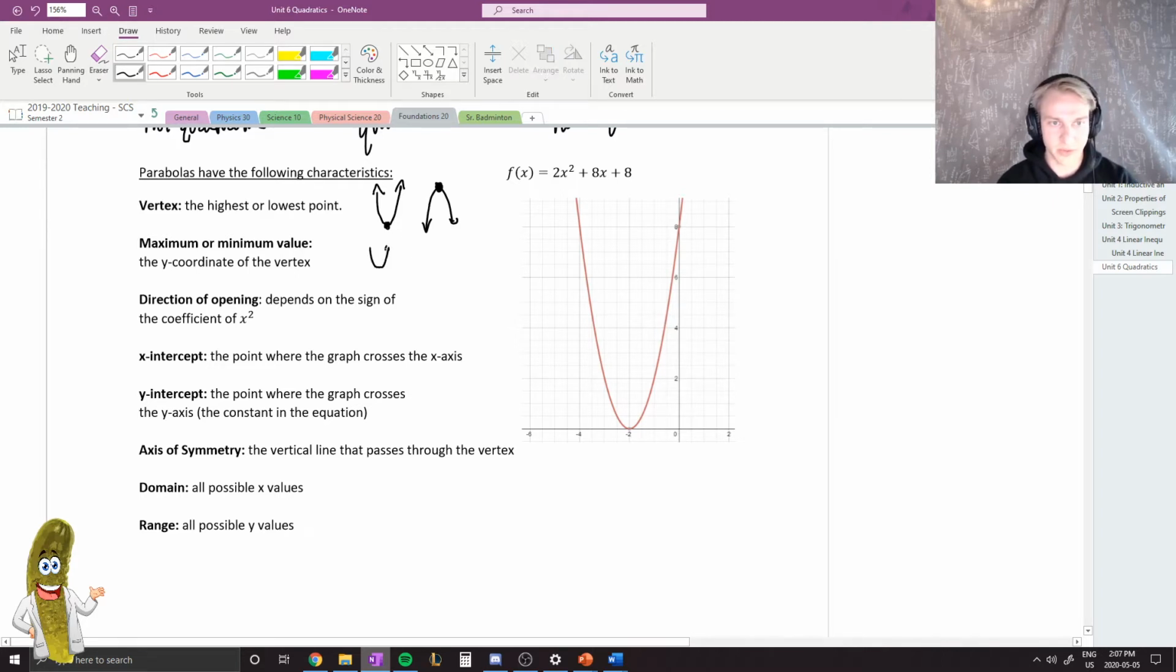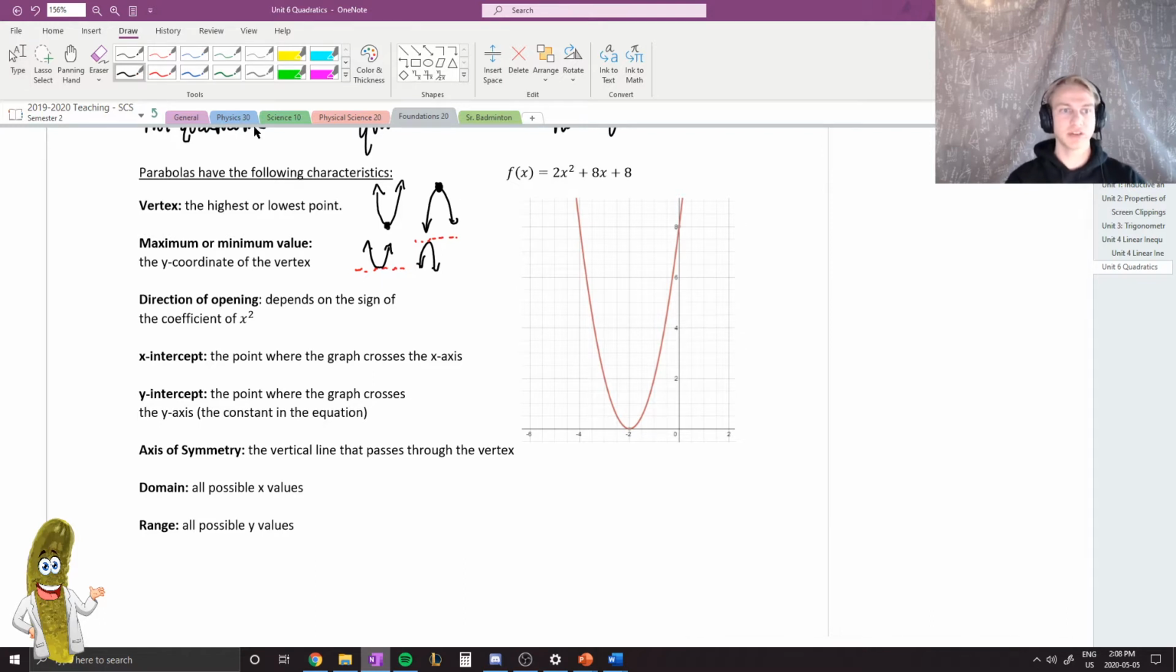So again, if we were to draw this out, that would be either this bottom point here, where this would be the minimum, or it'll be this top point here where that would be the maximum. So we'll have one or the other.